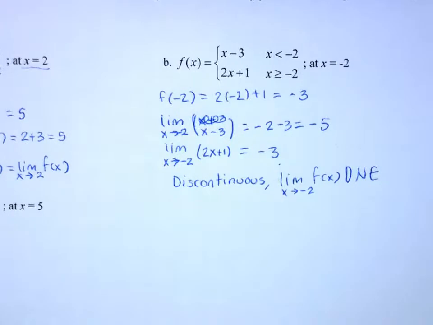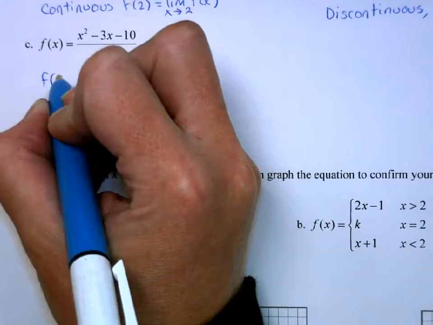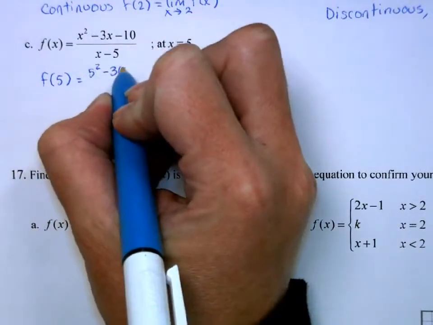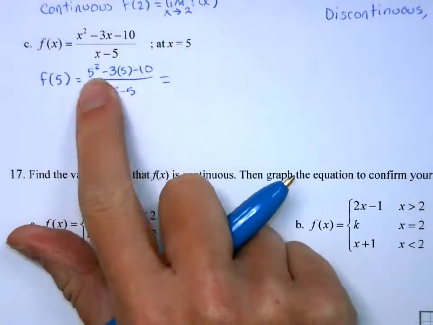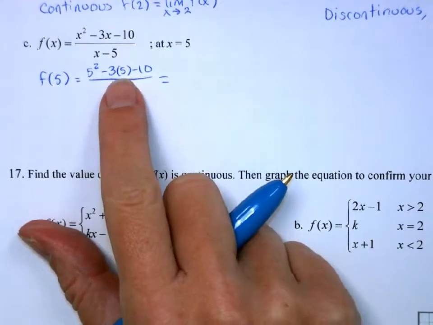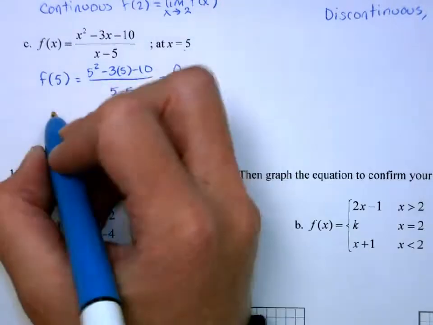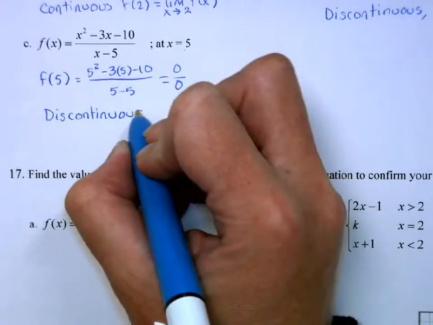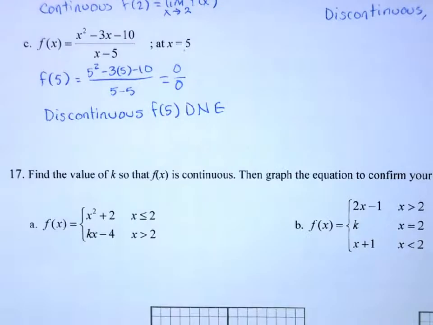Okay, our next one here, f of 5. If I plug that in, we're going to have 5 squared minus 3 times 5 minus 10 over 5 minus 5. So we get 25 minus 15 minus 10 is 0 over 0. Okay, so this is undefined at 5, so this is discontinuous because f of 5 does not exist. The limit will exist, and we could find that, but it's unnecessary. We have a point of discontinuity there. It is discontinuous.